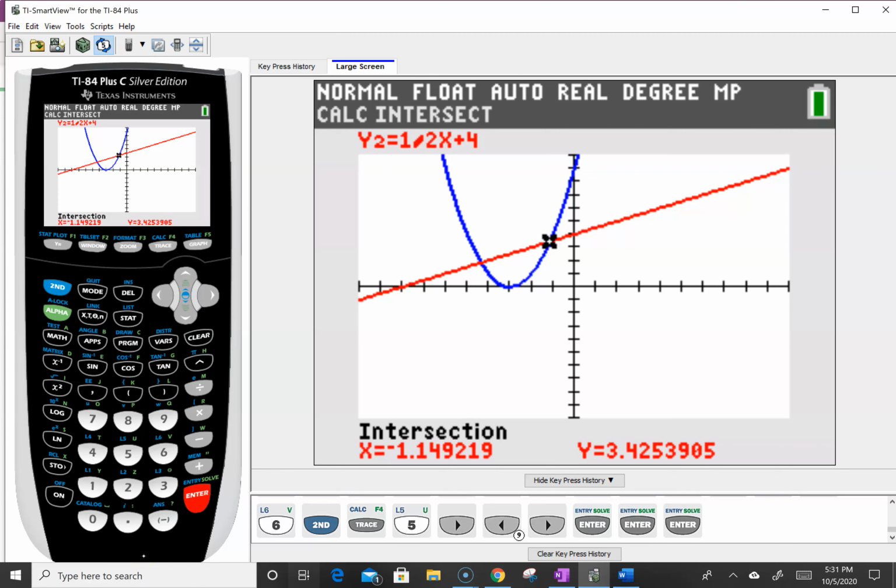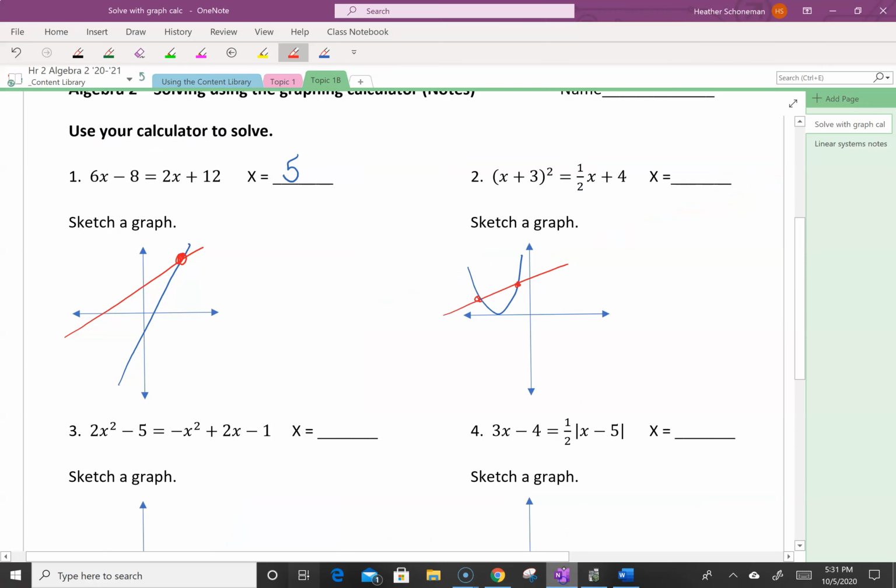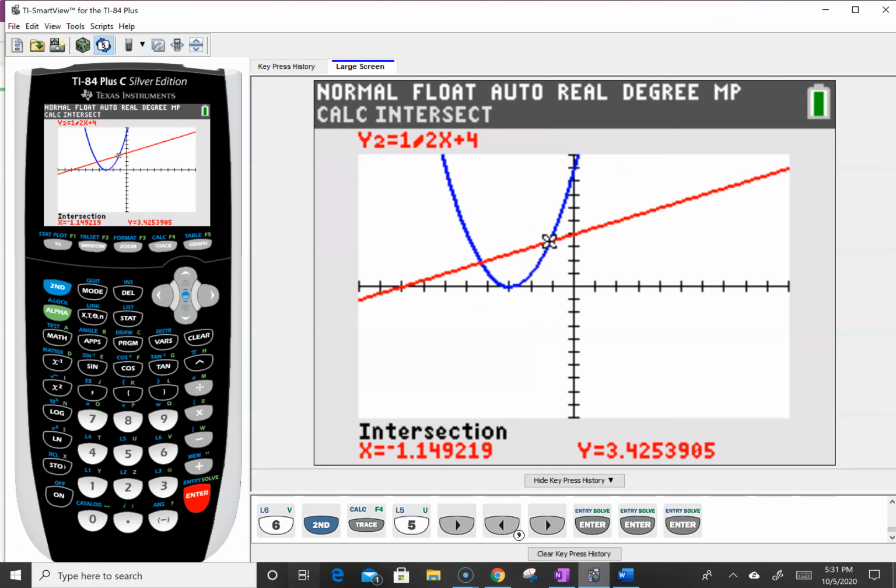All right, now when you do this, we're going to round to the nearest thousandths. So nearest thousandths means 3 decimal places. So when I'm writing that answer, I'm going to have negative 1.149. Because that 2 is less than 5, it doesn't round up. So one of my answers is going to be negative 1.149. And I'm going to have a second answer because there's 2 intersection points.